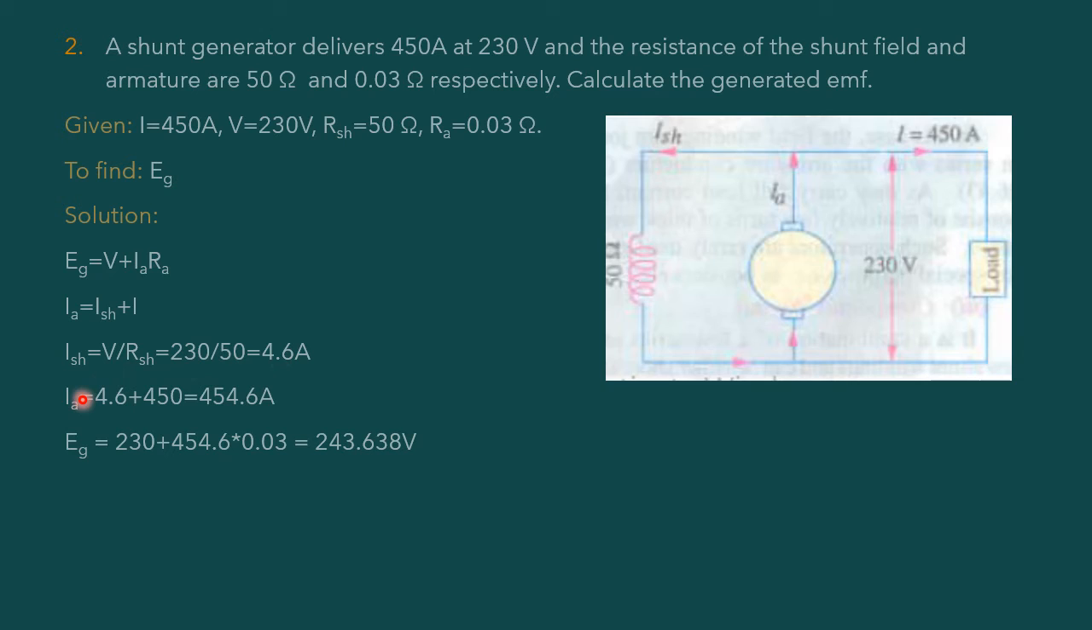Now let us find IA. IA is equal to this ISH plus I, that is given as 450. So now we found the value of IA. Substitute this IA here in this equation and find EG. EG is equal to 243.638 volt. So that's all about the second problem.